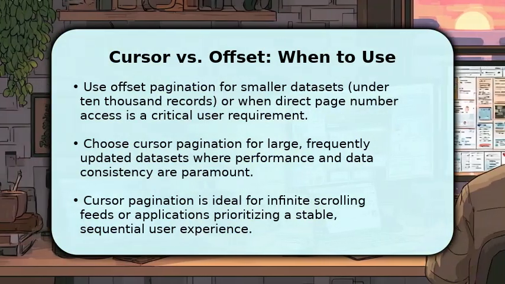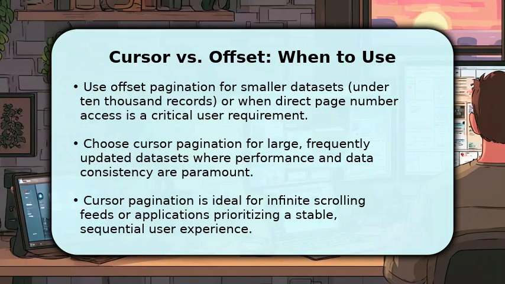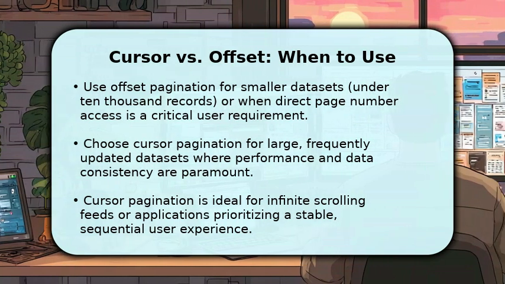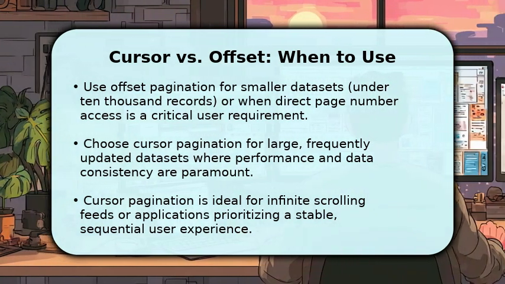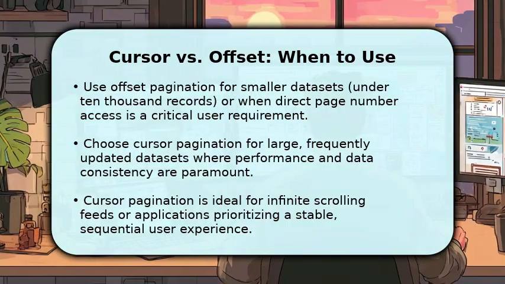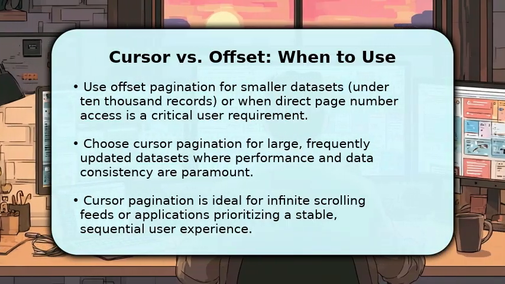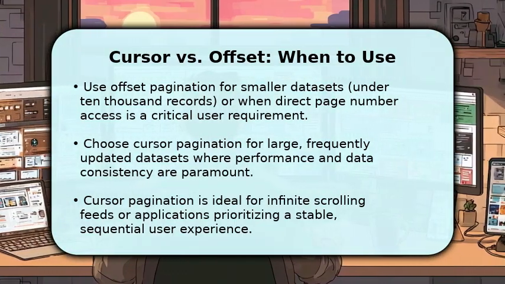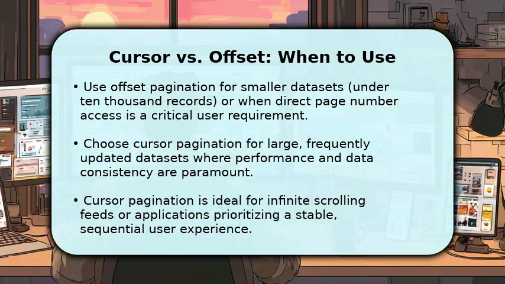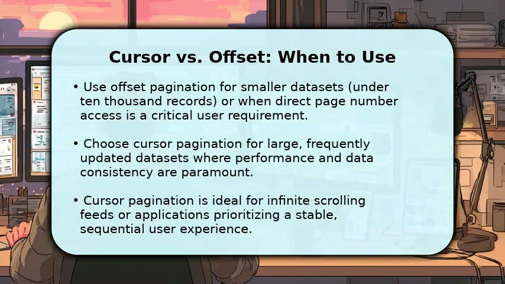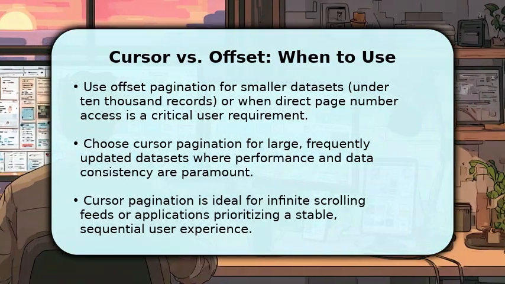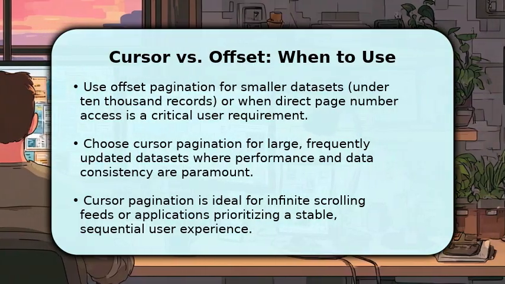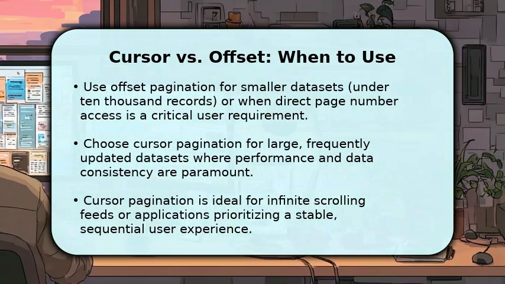When deciding between cursor and offset pagination, consider your dataset size and user needs. For smaller datasets, perhaps under 10,000 records, and when users need to jump to specific page numbers, offset pagination is often sufficient due to its simplicity. However, for large, dynamic datasets, or when building features like infinite scrolling, cursor pagination is the clear winner. Its performance benefits and data consistency ensure a smoother, more reliable user experience, even if it requires a slightly more complex initial setup. Choose wisely to future-proof your application.